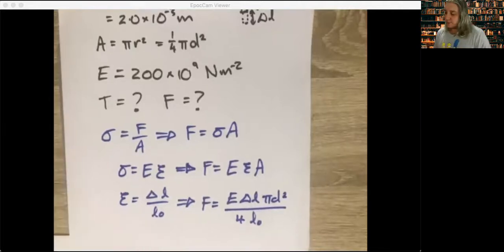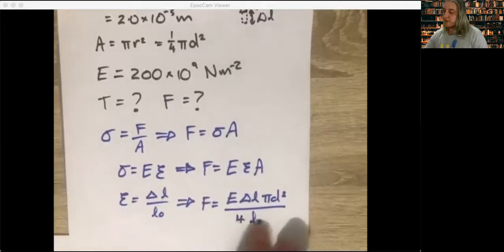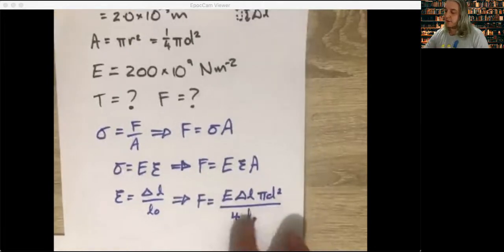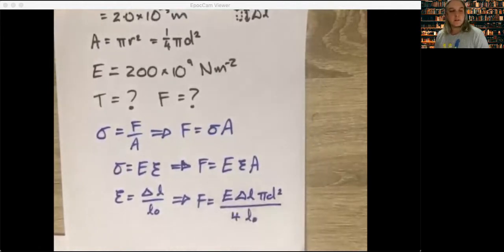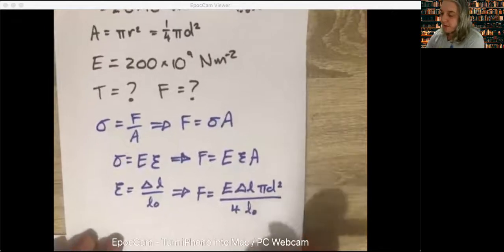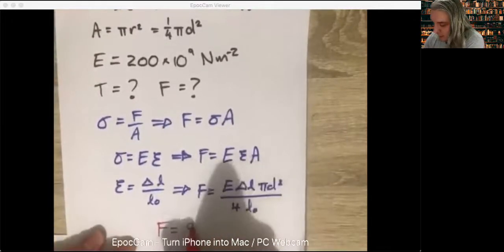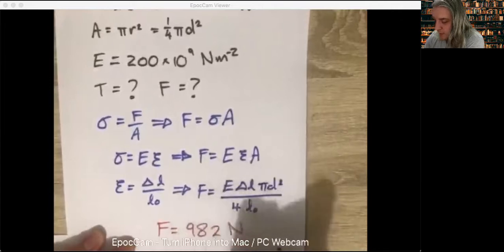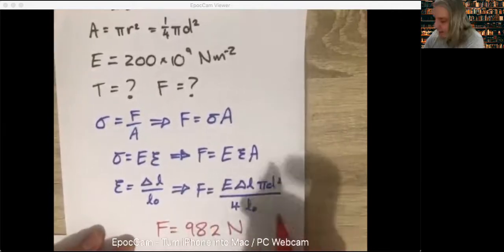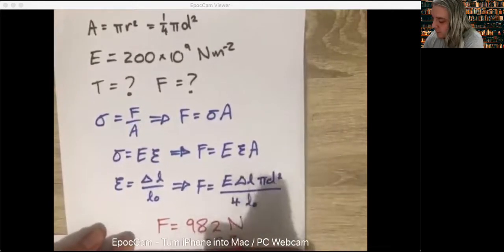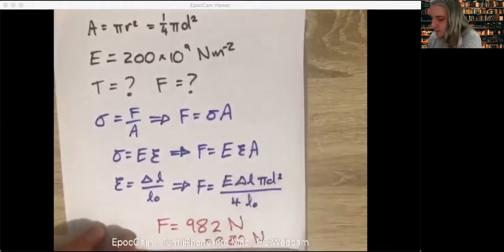We've got a force, we've got this equation here, and everything in it we know. We know Young's modulus, the change in length, the diameter, and the original length. And now we can just put all the values in. And if I've rearranged everything correctly, and if my previous calculations are correct, the tension comes out to be 982 newtons, or 980 newtons if we were presenting it to the correct number of significant figures.